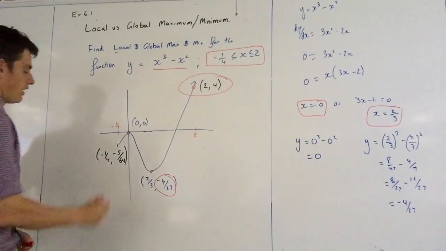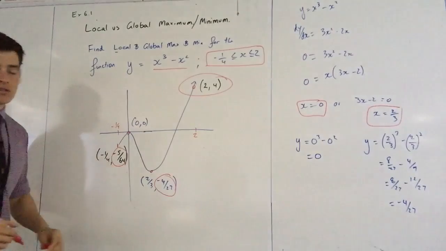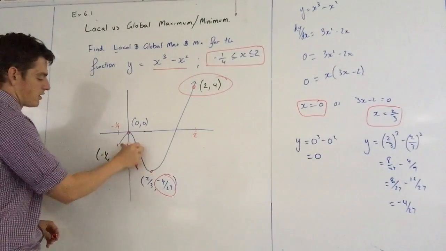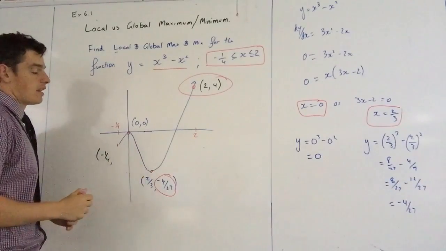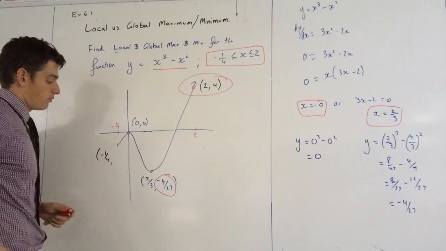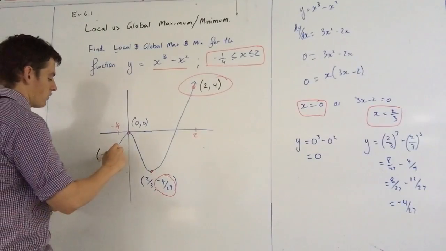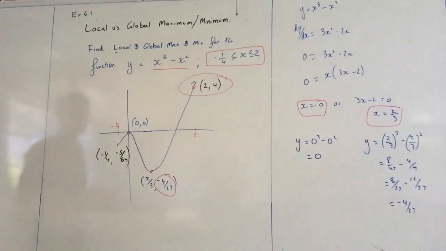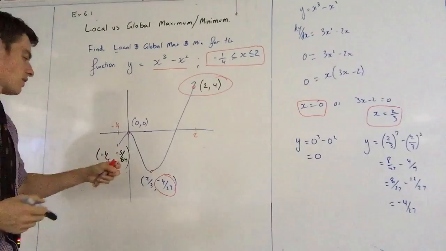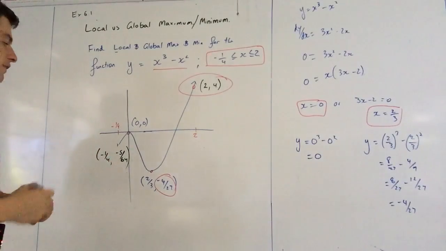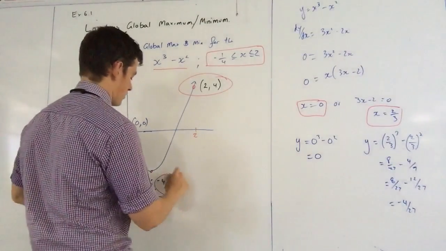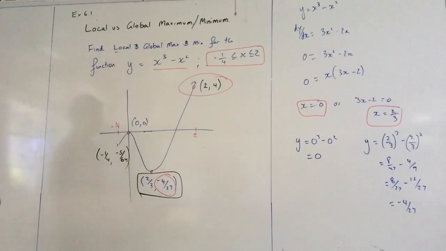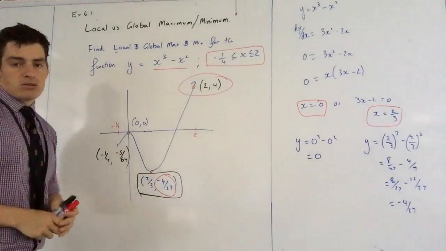In this scenario, comparing those two values, clearly negative 4 over 27 is a smaller number than negative 5 over 64. I know what you're thinking, a big number doesn't make it more negative, but because we've got negative values, this here is my local and my global minimum.